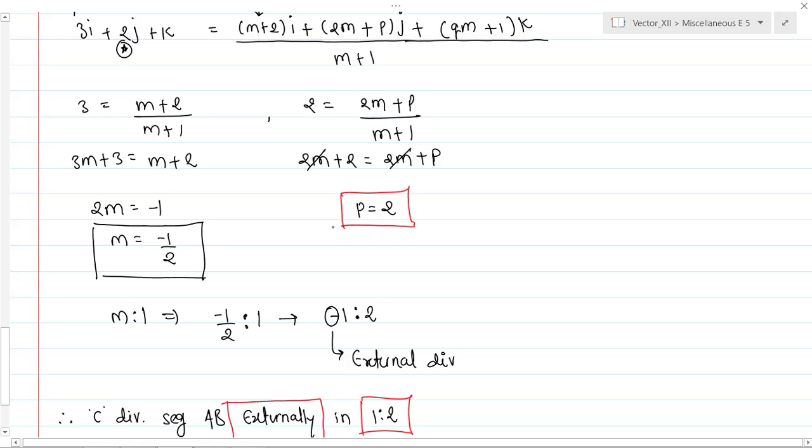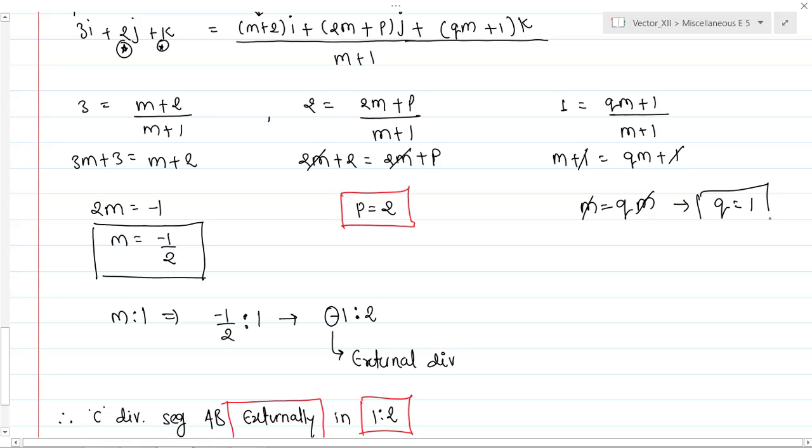Now let's try to solve for q. We'll equate the coefficient of k. The coefficient of k on the LHS is 1, and on the RHS it is (qm+1) upon (m+1). Do the cross multiplication, so m + 1 = qm + 1. Again we have 1 on both sides, so m = qm. So m gets cancelled again, which implies q is nothing but 1.